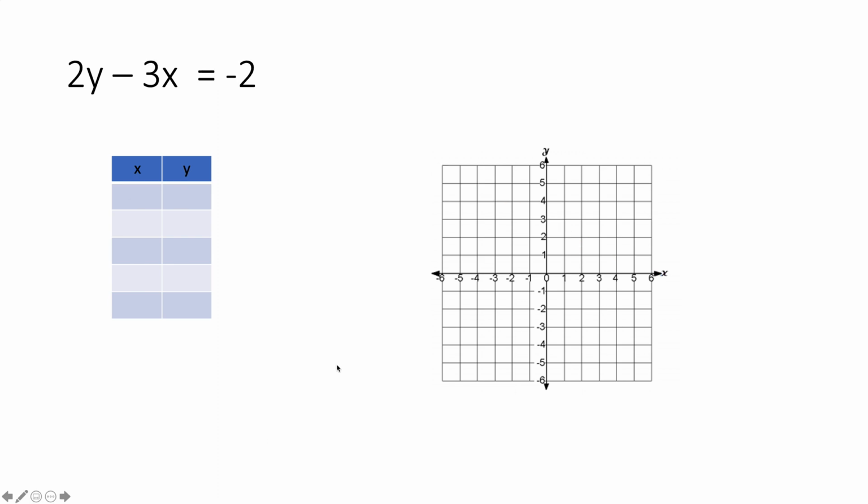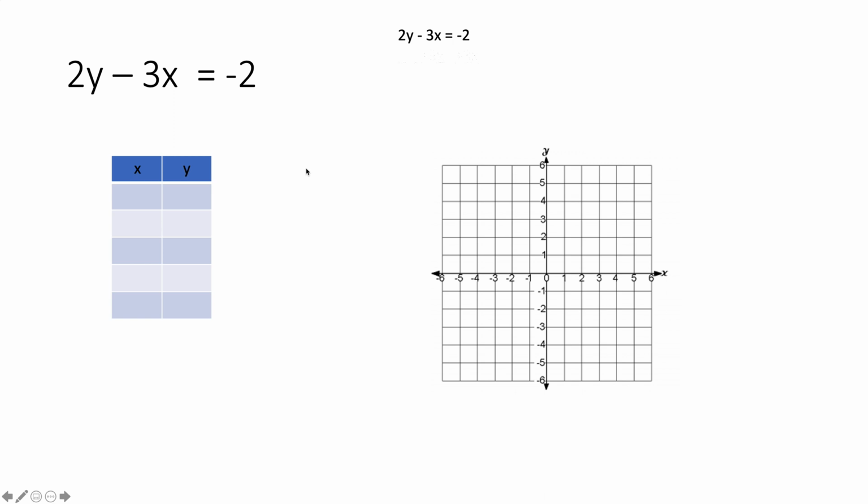And the last thing that we worked on the other day, in lesson 17, is what happens when we get something like this, 2y minus 3x equals -2. And what we realized is we have to make sure we get it to say y equals. So the first thing I do is a little work with the literal equation.